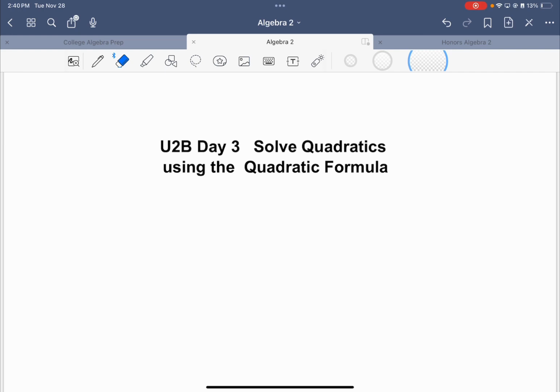Unit 2B, day 3, solving quadratics using the quadratic formula. Today's objectives. By the end of the hour, you will be able to solve quadratics using the quadratic formula. Objective 2. You will learn what the discriminant is and how to determine what the discriminant is in an equation.